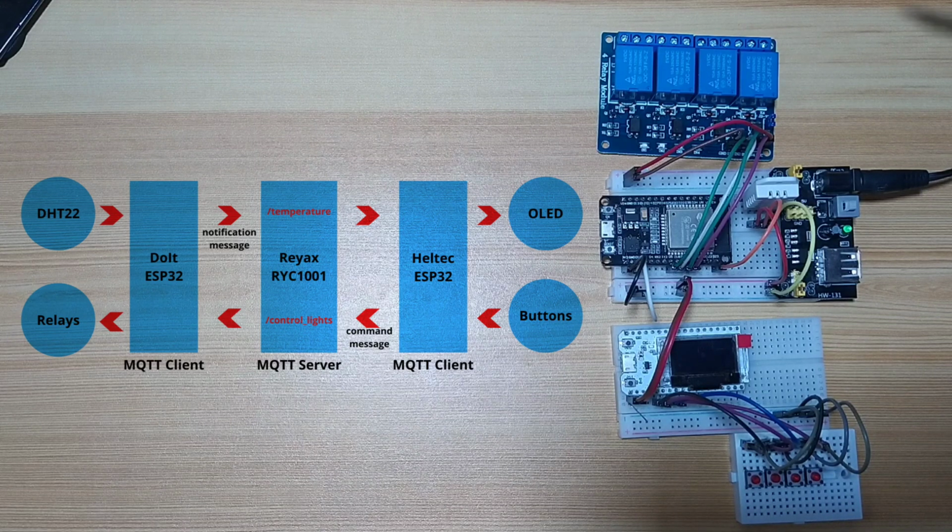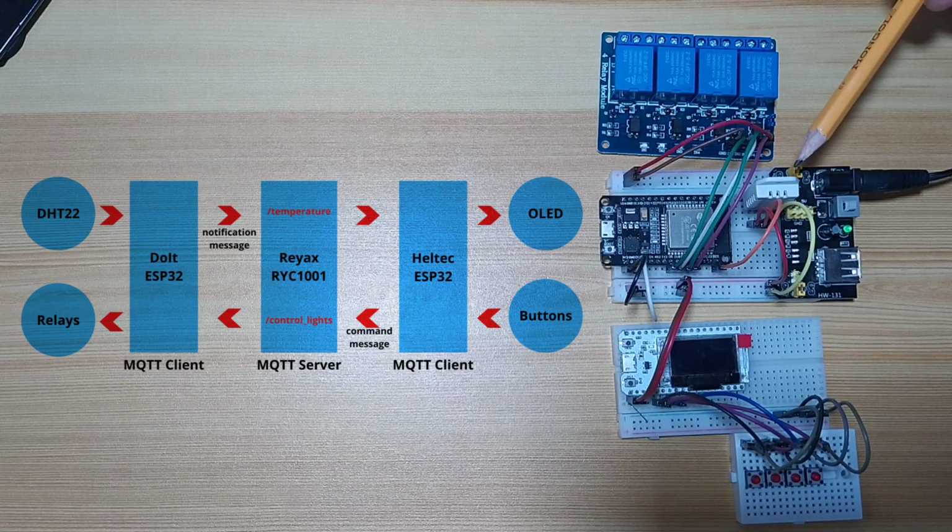I have here prepared a hardware where this ESP32 development board will serve as MQTT client, which will be located in the home location. It will be a middleman or interpreter between connected things, which are input and output devices, and the IoT server, which in my case is the Reyax RYC1001.